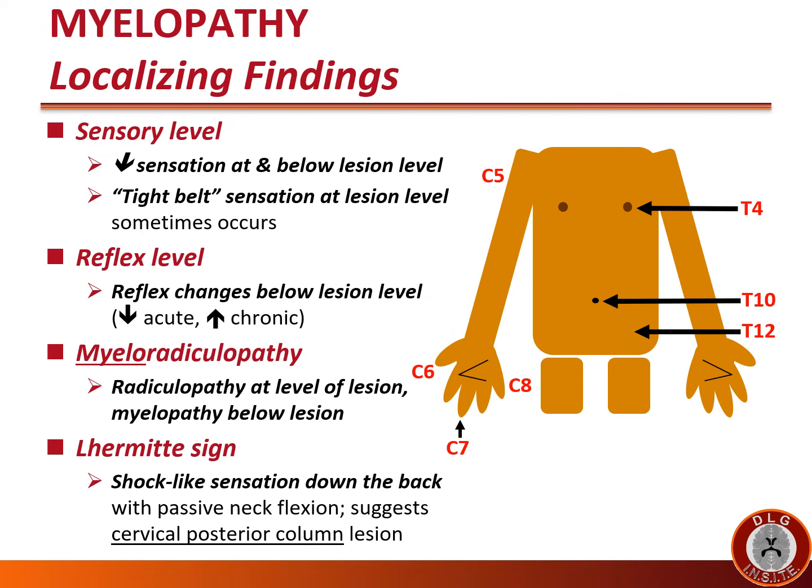Lhermitte sign is a shock-like sensation down the back with passive neck flexion. And it suggests something's going on in the dorsal or posterior columns, especially in the neck, cervical posterior column. So any lesion that involves the posterior columns in the cervical region will give you Lhermitte sign.